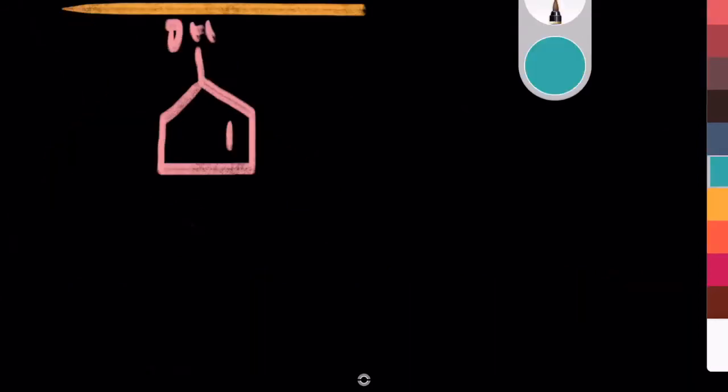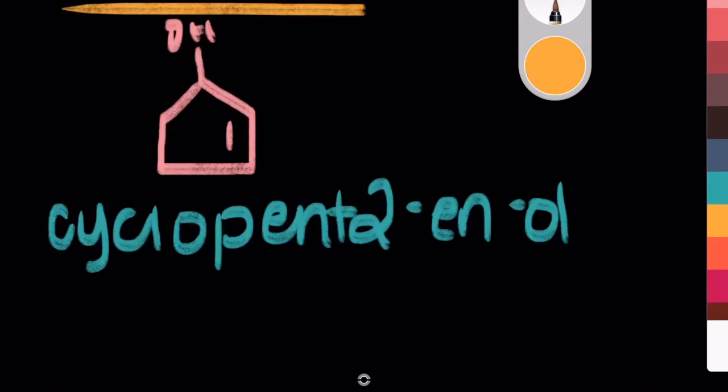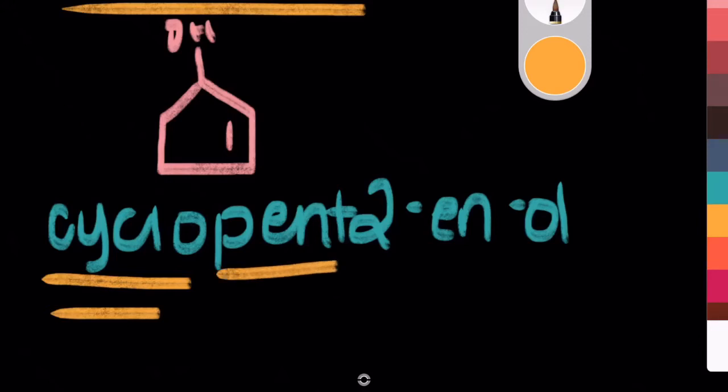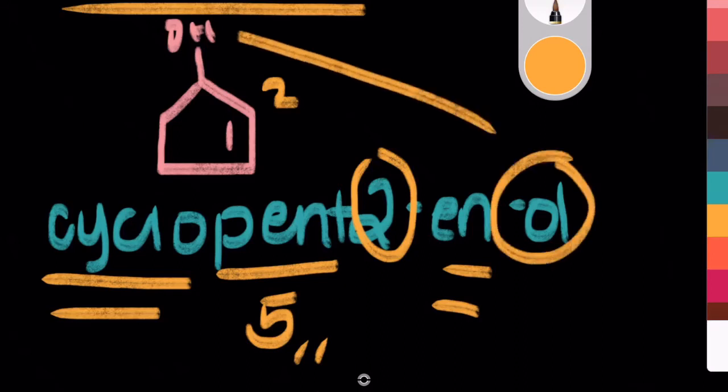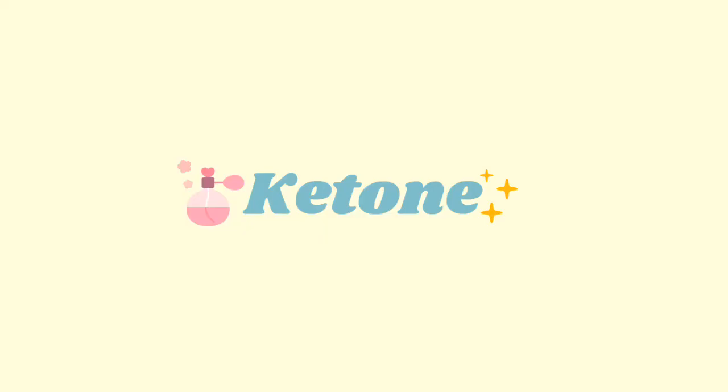Another example would be this one. So this would be called cyclopent-2-enol. Cyclo because everything is enclosed. We also have pent because we have 5 carbons in the mother chain, and then 2 because the double bond is attached to the second locant, and then we also have the suffix en because we have a double bond, and then of course taking the suffix of the alcohol, which is OL, that could be found in the structure.